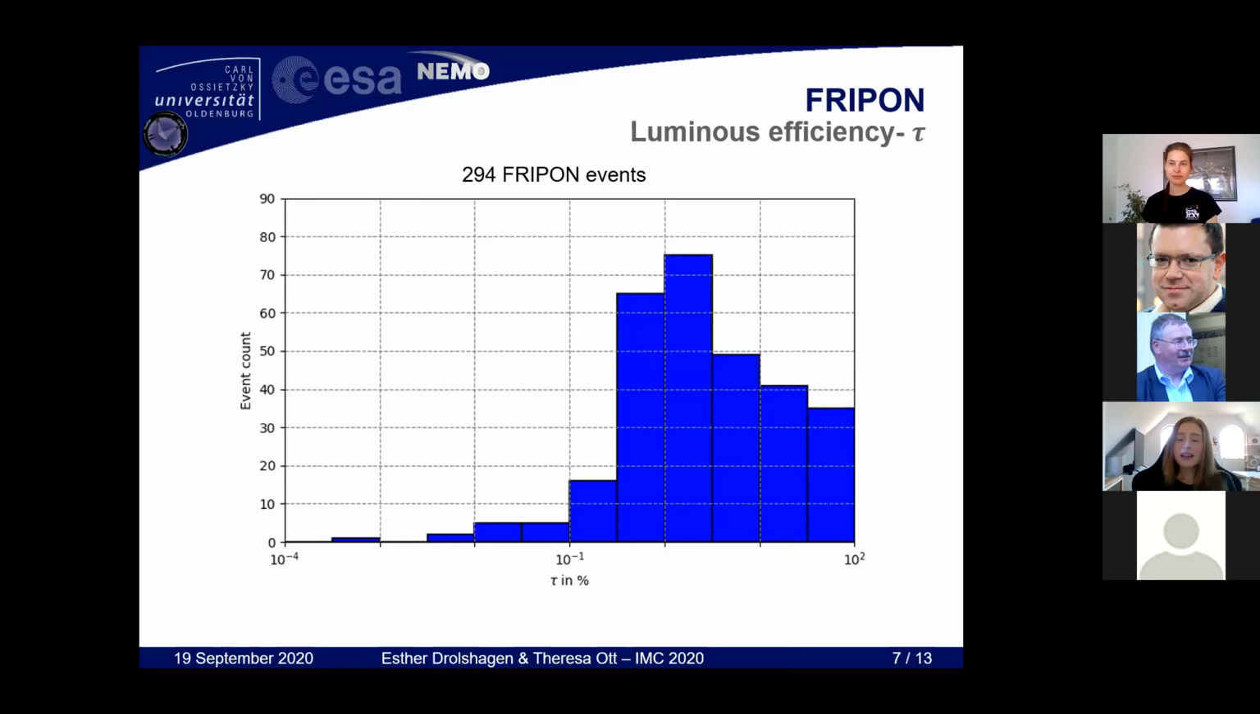As you can see, there's a large difference between the values we found. We span a huge range, over orders of magnitude, and we even have values around 100%, which we think is not physically possible. So we are still looking for uncertainties.